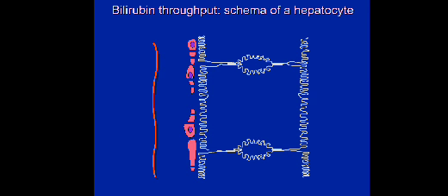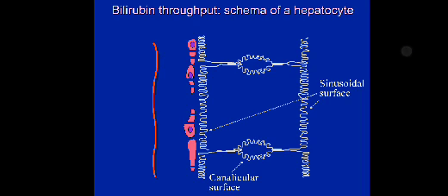Then there are three or four slides which depict how this albumin-bound bilirubin comes to the liver and what happens. So first you see the sinusoidal surface of the liver, and you see the canalicular surface of the liver.